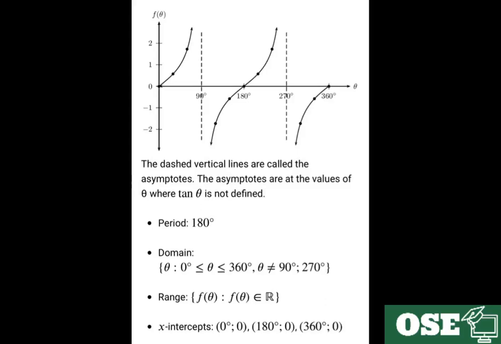So that means this graph is defined everywhere except at 90 and 270. As you can see, the graph is defined between 0 and 360 except at 90 and 270. Does that make sense? Yes.